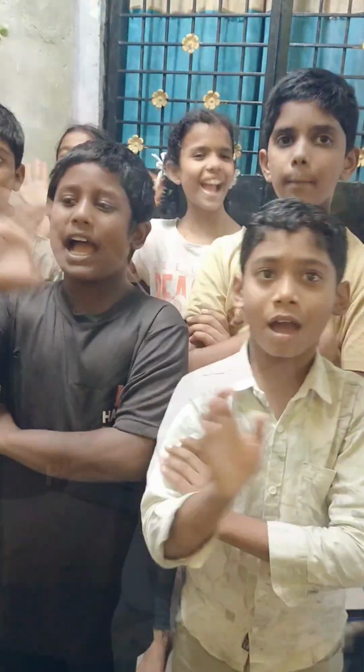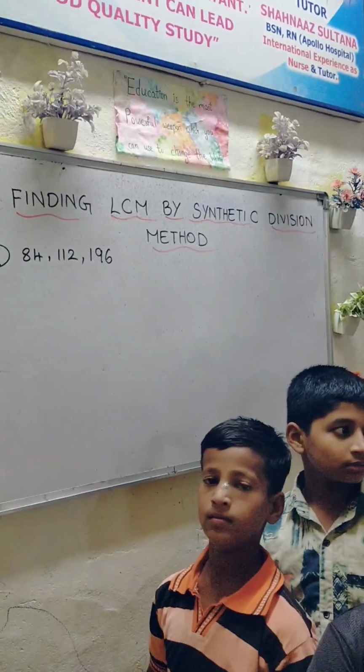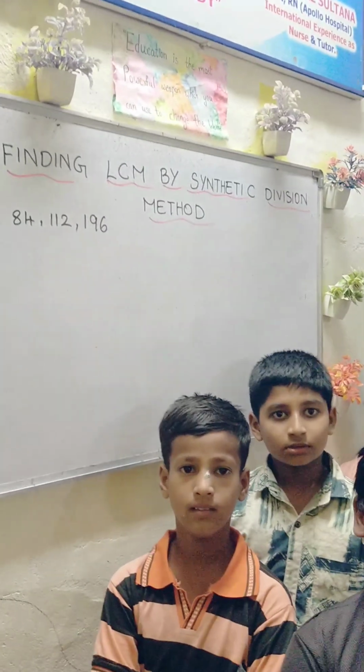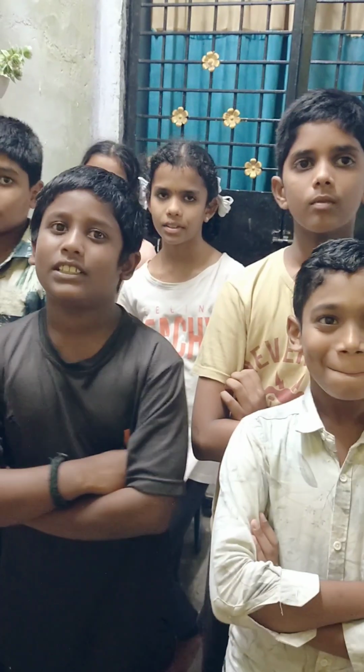Kids? Okay, so all these are the 6th standard students. Now I have given you one sum on the board, finding LCM by synthetic division method. This question is from chapter 3, playing with numbers. Okay, so what does LCM stand for? Least common multiple or lowest common multiple, which means the lowest of the common multiples of the given numbers.